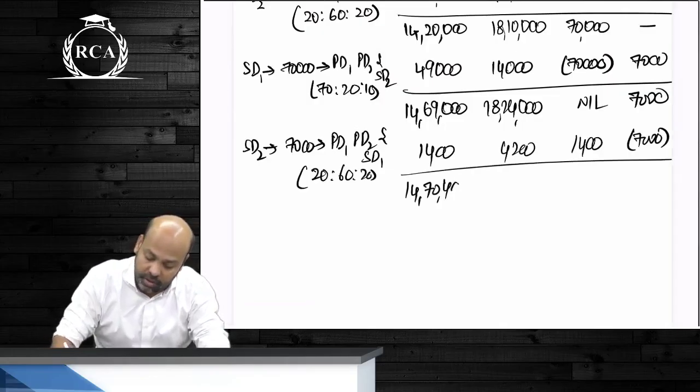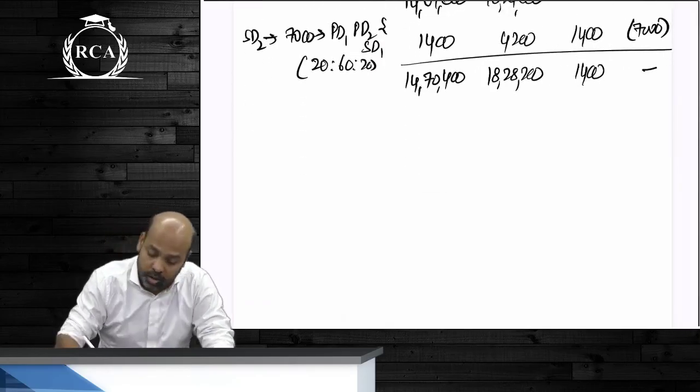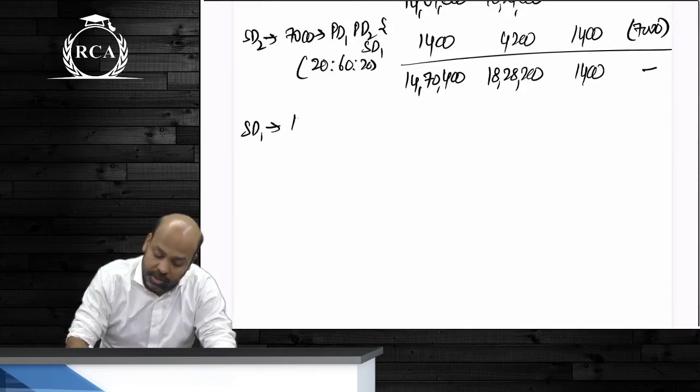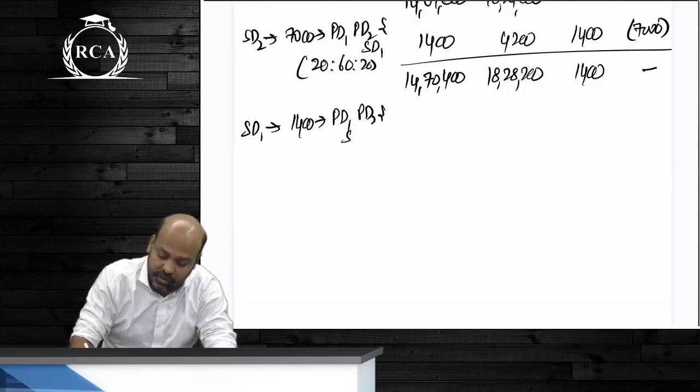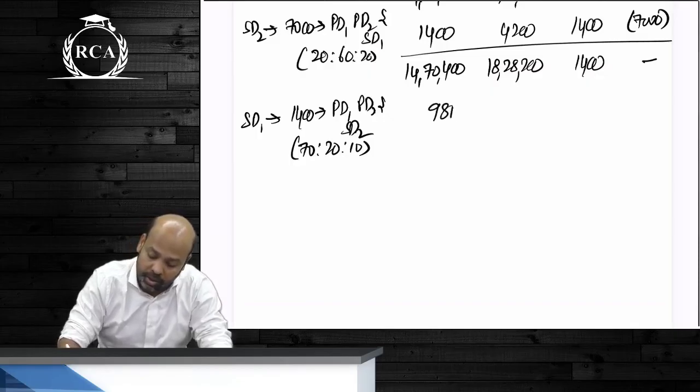14 lakh 70,400, 18 lakh 28,200, 1400 and shunya. SD1 beta, that is 1400, will get allocated to PD1, PD2, guys, and SD2 in the ratio of 70, 20 and 10. So 1400 ka 70% beta will become 980 rupees, guys.